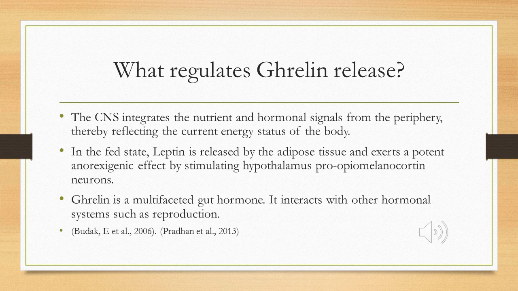pro-opiomelanocortin neurons. Leptin activity is counteracted by ghrelin, a hormone mainly released by the gastric mucosa during food deprivation and prior to meals. Ghrelin activates neuropeptide Y and agouti-related peptide neurons to stimulate feeding and weight gain.